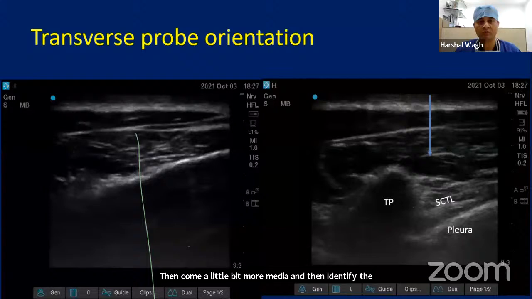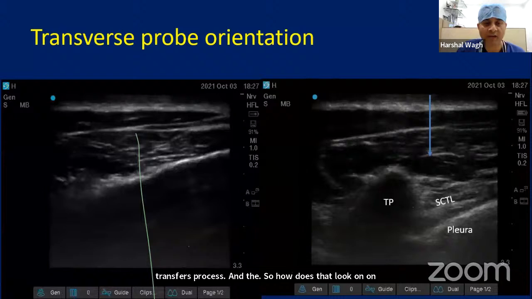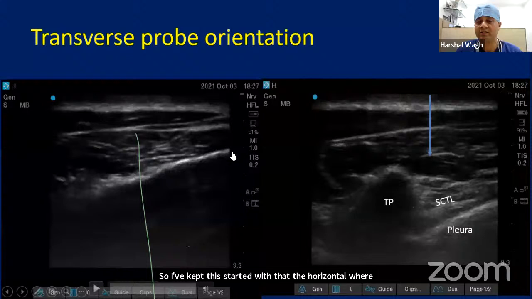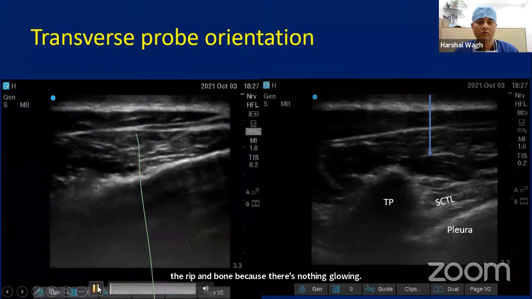So how does that look on sonoanatomy? I've started with the horizontal, parallel to the rib. So I've kept it on the rib. You can see that's the white hyperechoic area, which depicts the rib and bone because there's nothing below it. And I'm going to move the probe a little bit medially and inferiorly to make sure that you identify what looks like a transverse process, which is coming up on the left side.